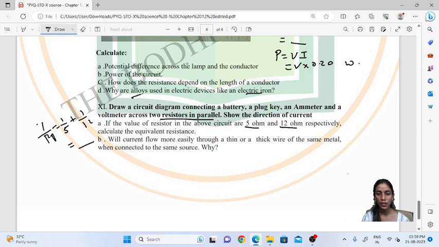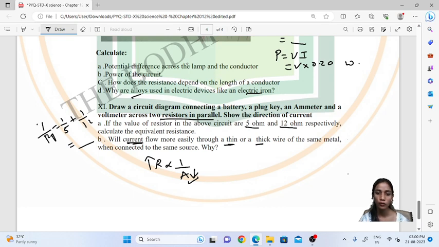Now, will the current flow more easily through a thin or a thick wire of the same metal when connected to the same source? Now this is a little applicative question. So what is the question? Will the current flow through a thick or a thin wire? You have to talk about the resistance over here. First of all, resistance is inversely proportional to the area of the cross section. Thickness and thinness of the wire refer to the area of cross section. If area is decreasing, the resistance is increasing.